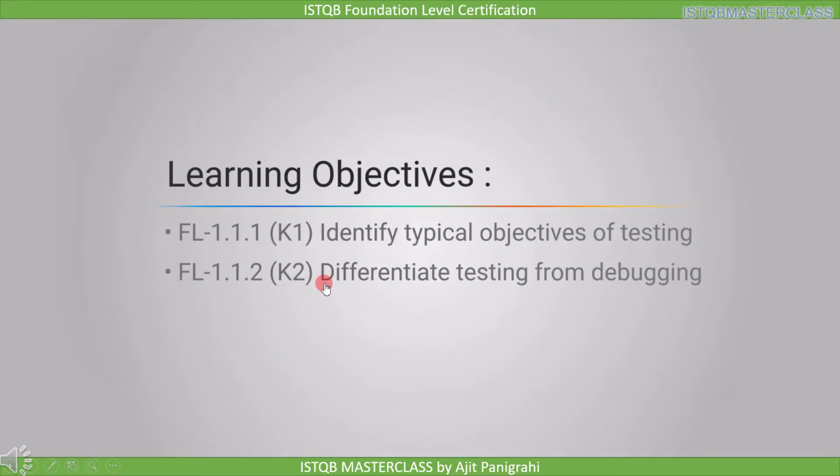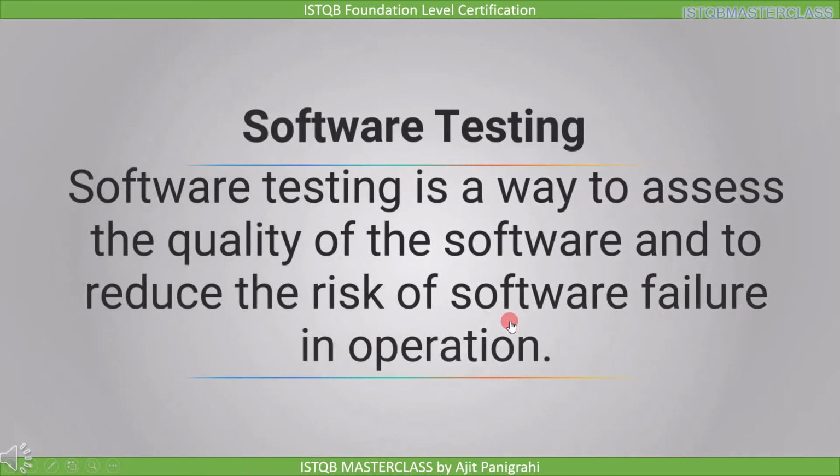So you just need to remember the points. Second objective is differentiate testing from debugging. It is marked as K2. That means you need to understand this topic. But before we start with these objectives, we shall understand what is testing. So first of all, what we need to know is, in this syllabus, we need to understand testing in the context of software. That means we will discuss only about software testing.